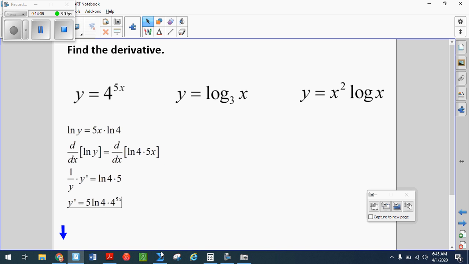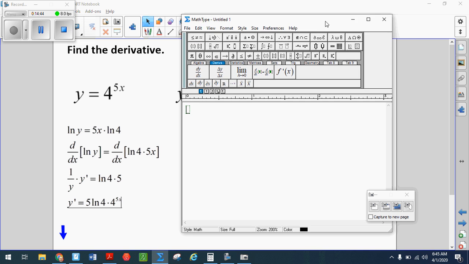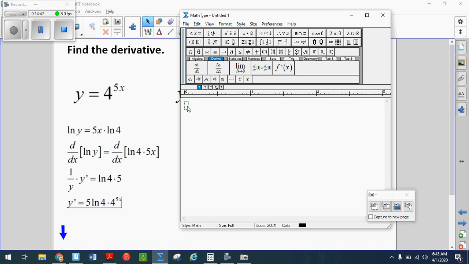But again, and I'm going to bring my typing tool back up. If I just wanted to apply the rule, we could say, okay, we have this base 4, so y prime is going to equal natural log 4 times the original function, 4 to the 5x, times the derivative of the power in that function, so times 5. You can see that natural log 4 times 5 comes together to be 5 natural log 4.